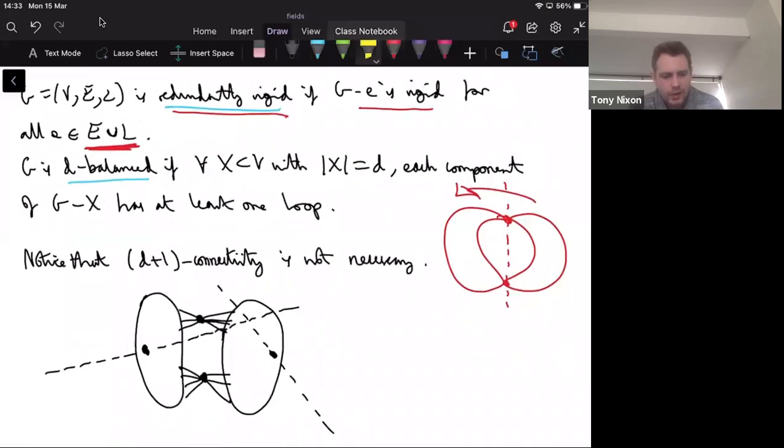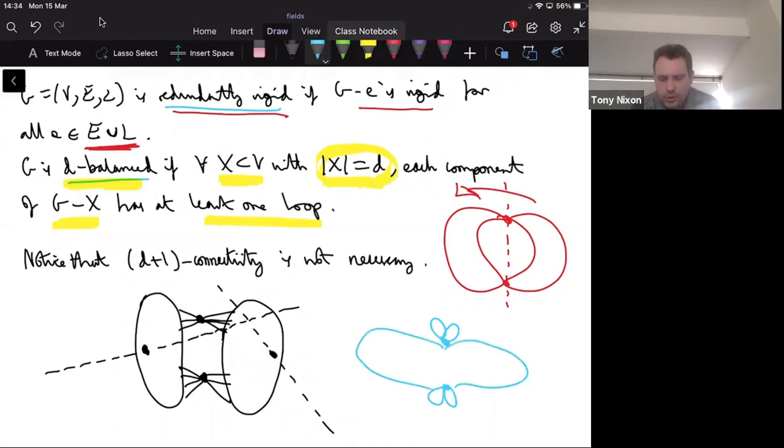So we say that a graph is D-balanced if for every subset X of the vertex set of size D, every component of G minus X has at least one loop. So notice I didn't talk about X, this set of size D, being a vertex separating set. It could be that G minus X is just a connected graph. And what you're saying there is you don't want your loops all to sit on only D vertices. So if you're in the plane, you don't want it to be true that all the loops in your graph sit on these two vertices, because if they do, you can do the same argument as here.